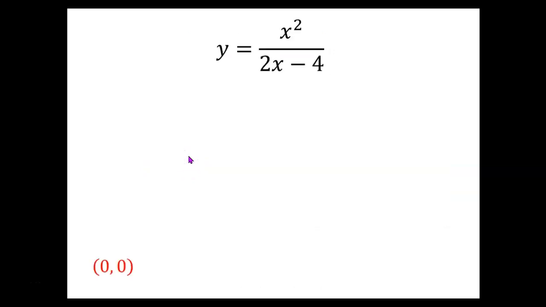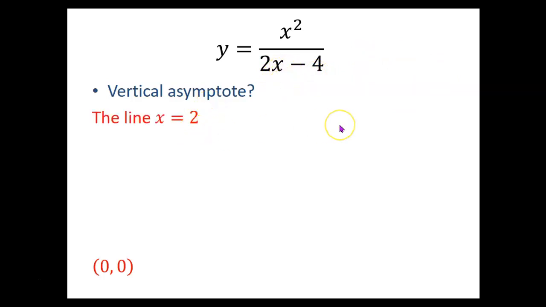How about x squared over 2x minus 4? Vertical asymptote? When would the denominator be 0? When x is 2. So the line x equals 2 is the vertical asymptote.